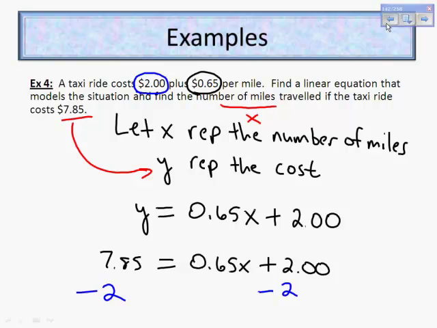And then from that, I was able to answer the question, and it said find the number of miles, which I called x, and so I was able to go in there and replace the cost, which I called y, with $7.85, and go through and solve that problem.